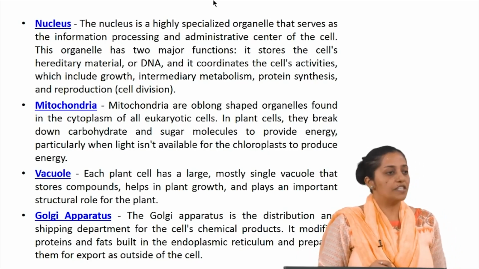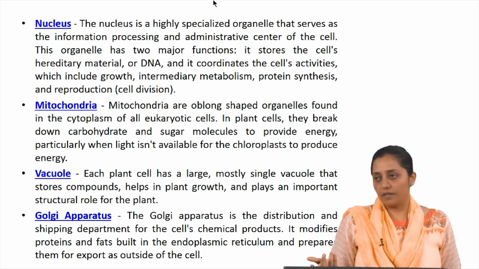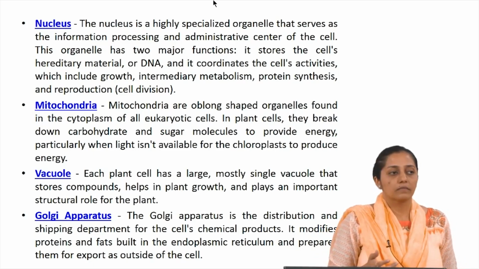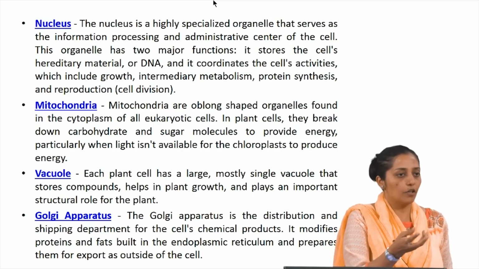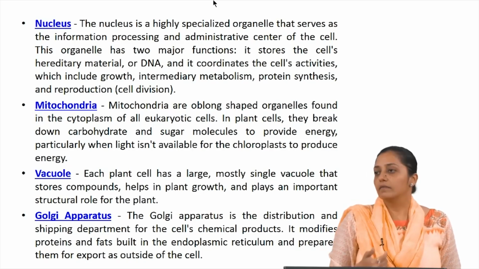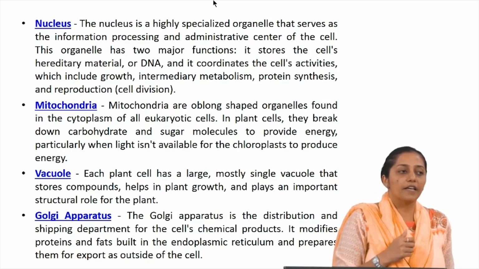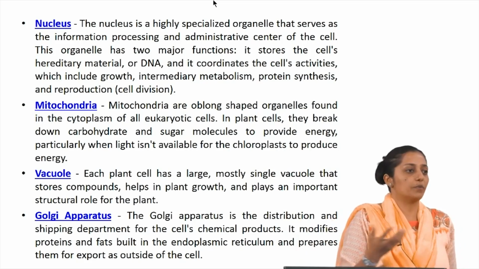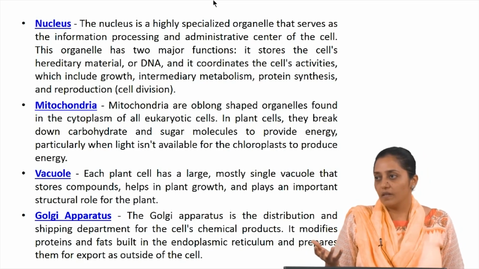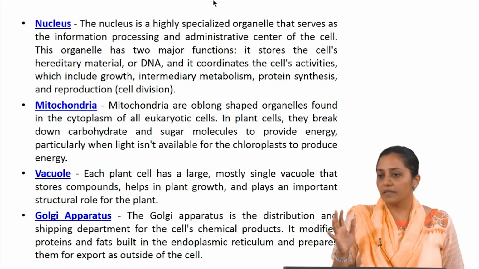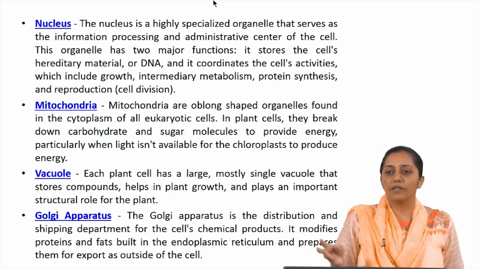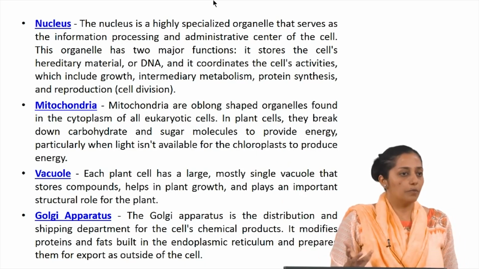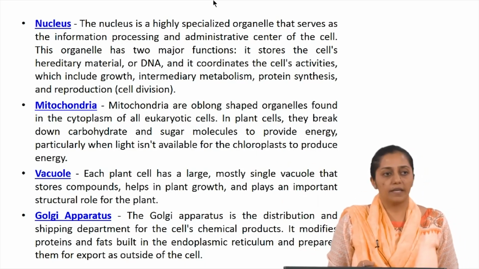Then Golgi apparatus, this is also general in all eukaryotic cells. It is used for processing and shipping. When I say processing, what kind of processing? For transport, molecules might need to be conjugated with certain other molecules. That also happens in the Golgi apparatus. And transport proteins will help these conjugates cross the cytoplasm and be transported outside the cell membrane.